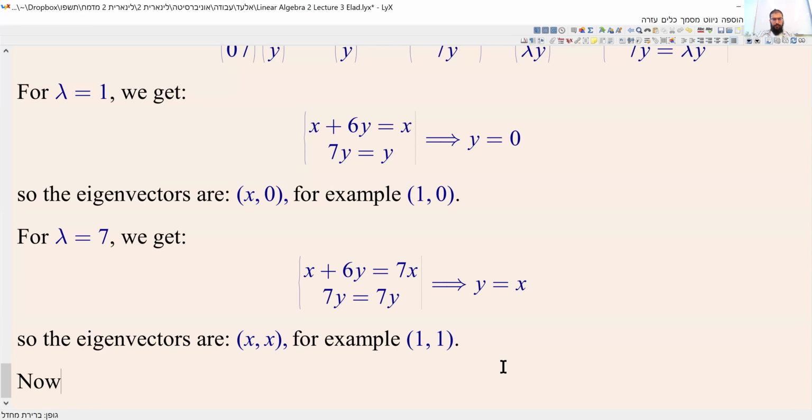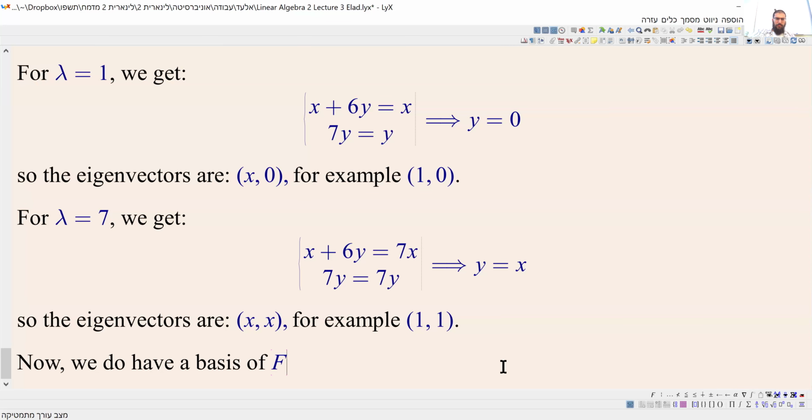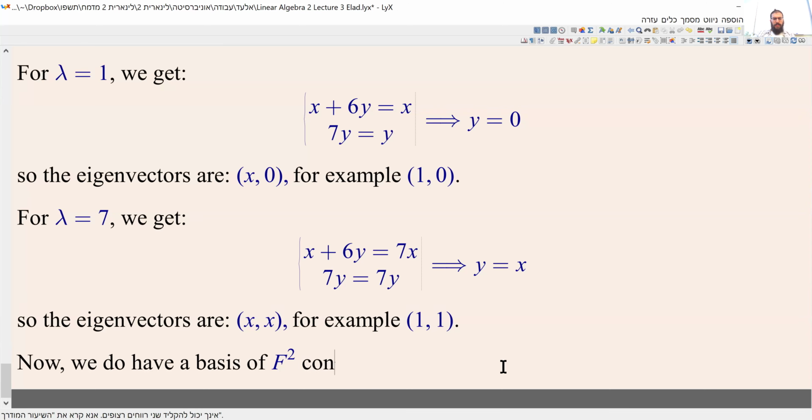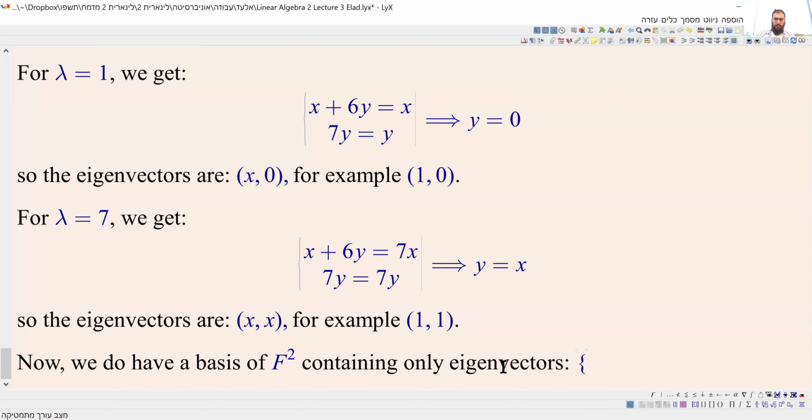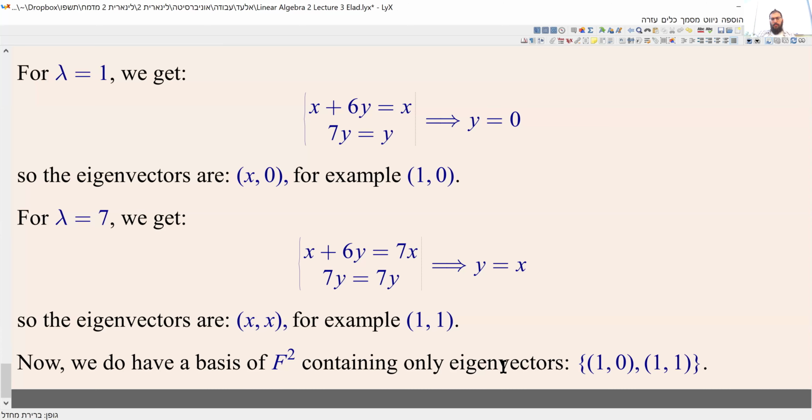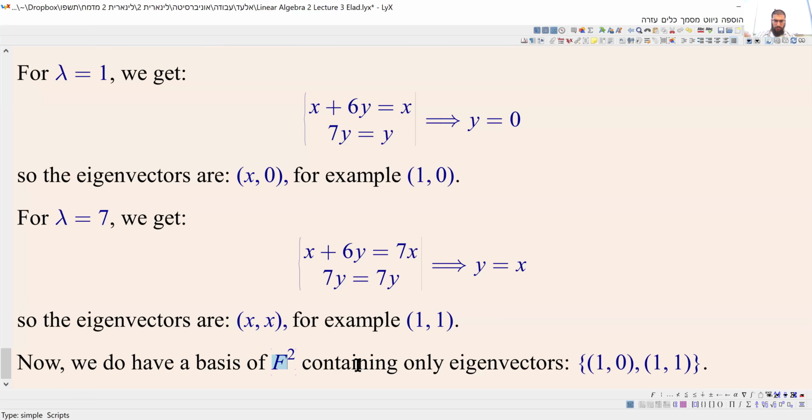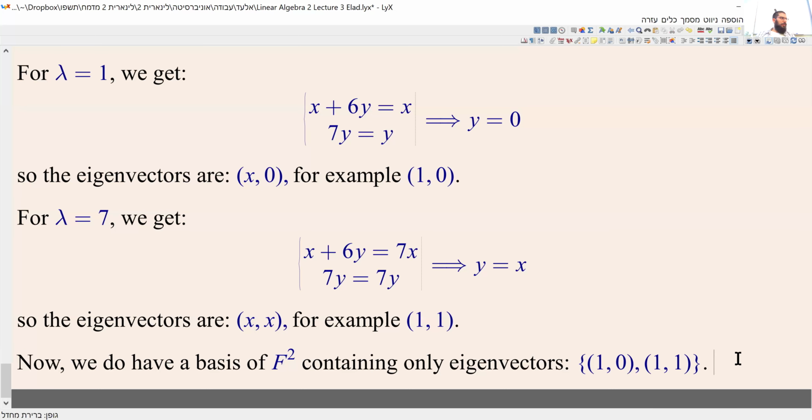Now, we do have a basis of F2 or R2, whatever, containing only eigenvectors. So you can have R if you want. It's simpler. So, by our theorem, it means that A is diagonalizable.